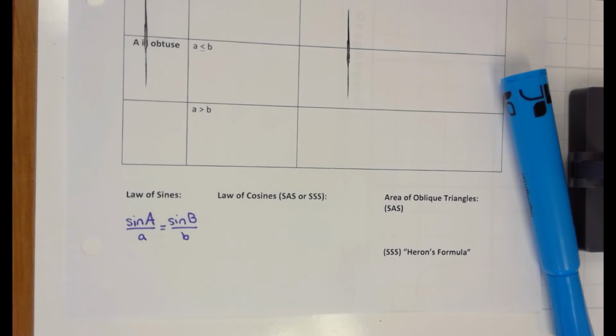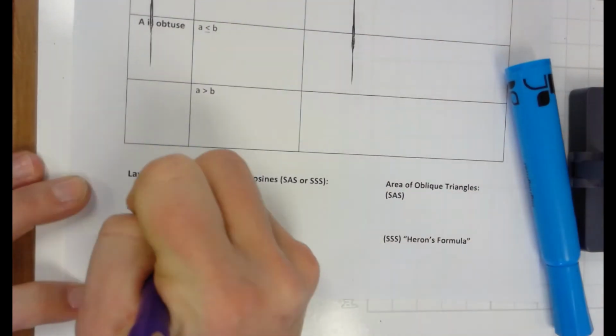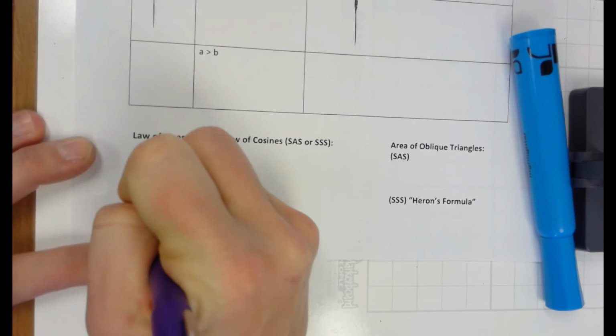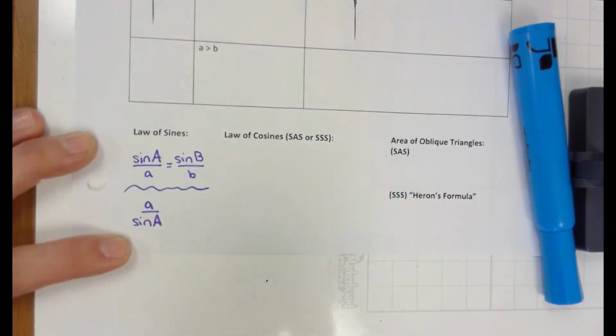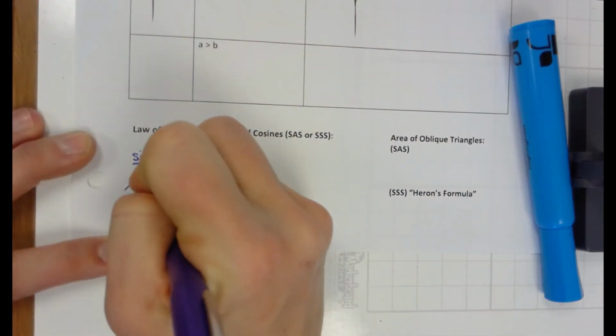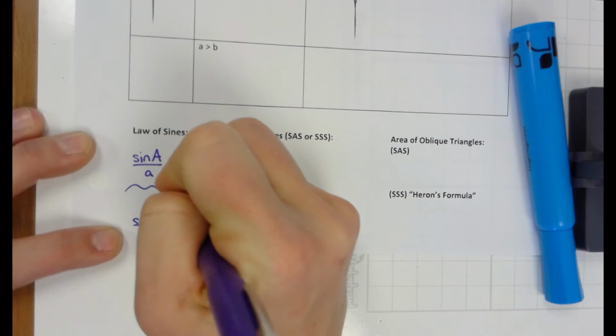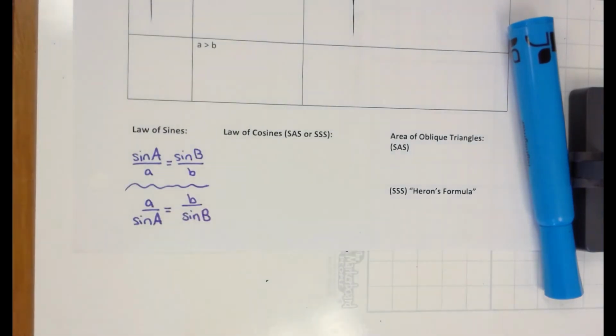If you're looking for a side, sometimes I prefer to flip these ratios and put the side in the top, because that way mathematically we're just getting it down to one step. So if you're looking for an angle, put the angle in the top. If you're looking for a side, put the side in the top.